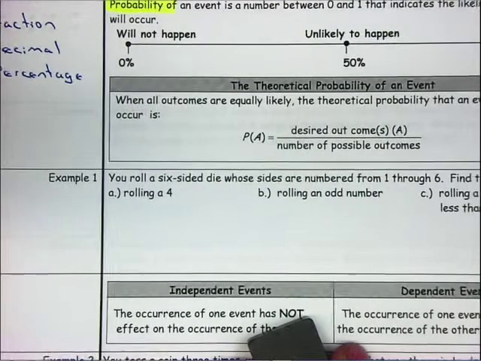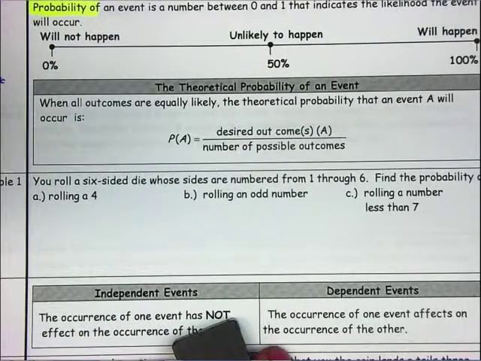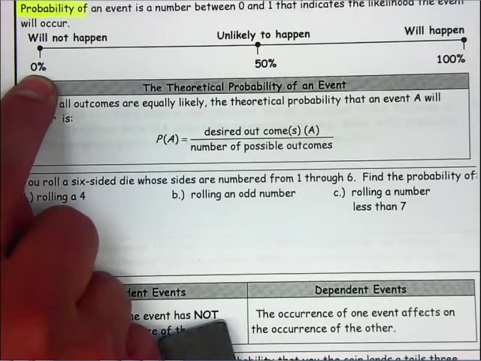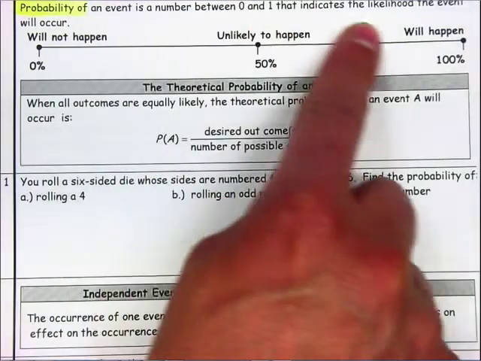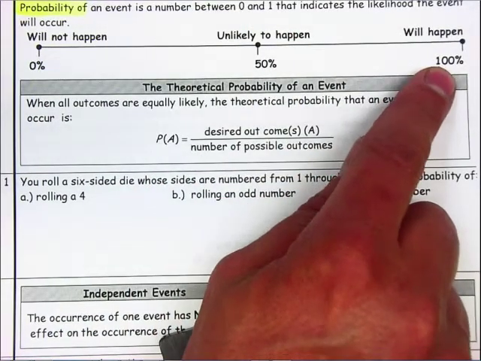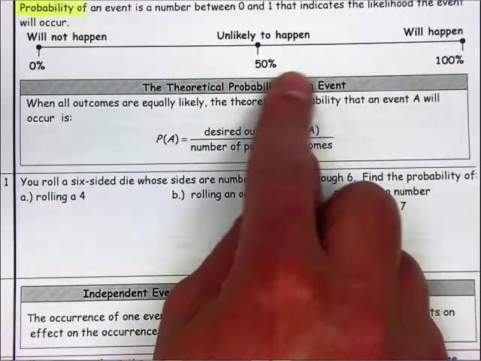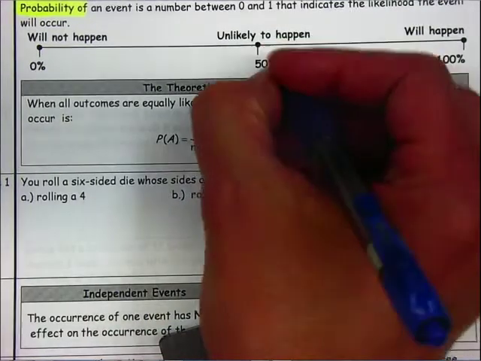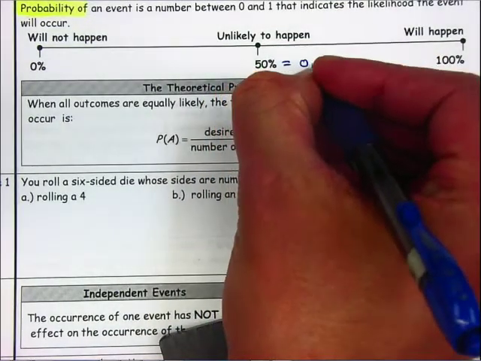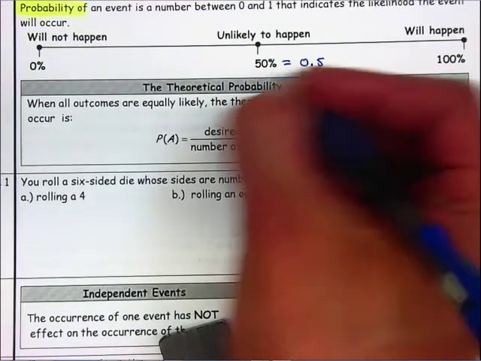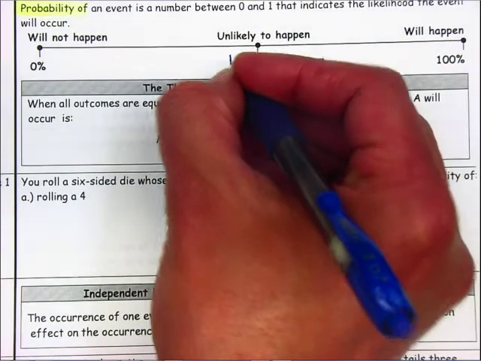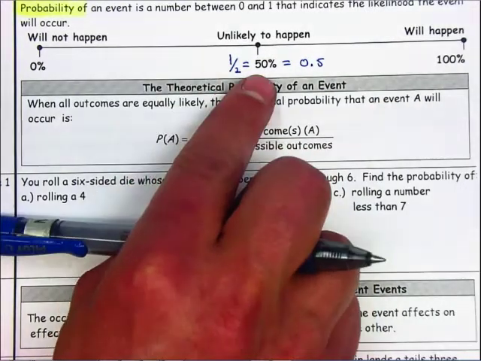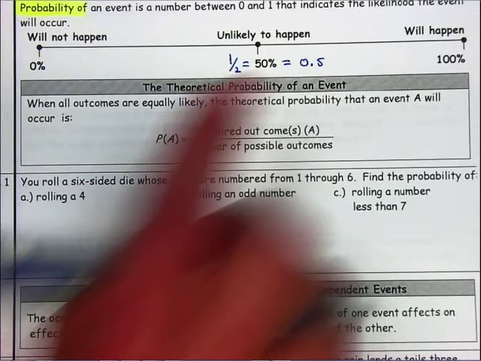Now, if an event is not going to happen, we know the probability is going to be 0%. If it will happen for sure, the probability will be 100%. And right in between will be 50%. Now remember, 50% expressed as a decimal is 0.5, and expressed as a fraction it is 1/2. So probability can be expressed as a fraction, a percentage, or a decimal.